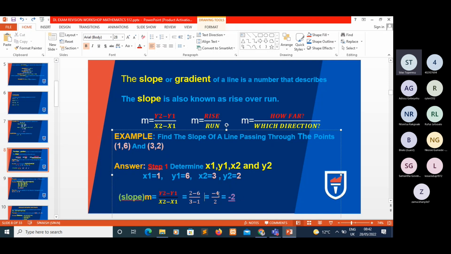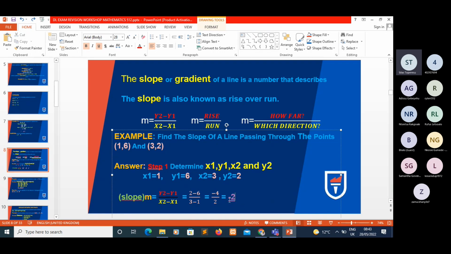2 minus 6 is giving me minus 4, because 2 is positive and minus 6 is negative. So when I'm saying 2 minus 6, I'm going to be left with the bigger number on the negative side, which is minus 4. So that's what I'm getting when I'm saying 2 minus 6. When I'm saying 3 minus 1, I'm going to get 2. So I'm dividing minus 4 over 2. If you divide, you're simply going to get minus 2.